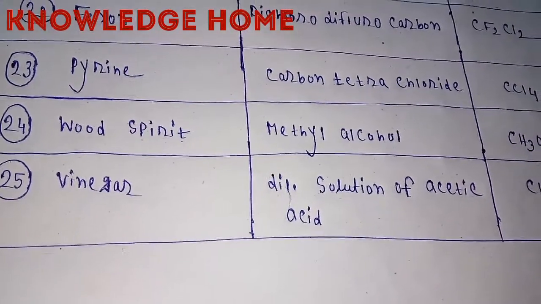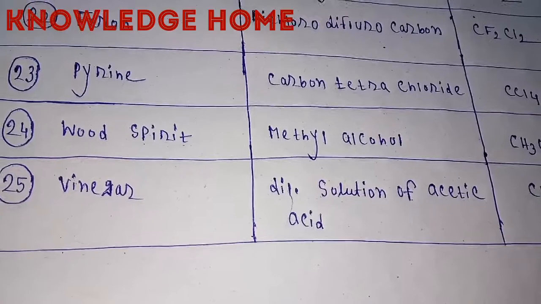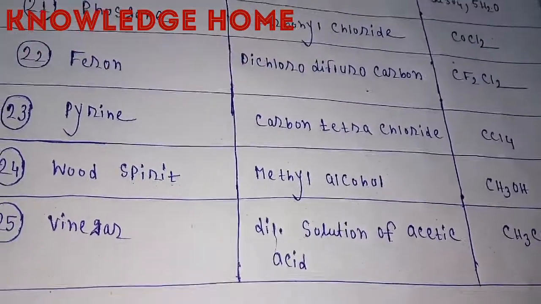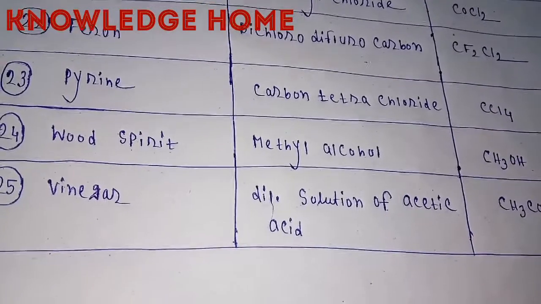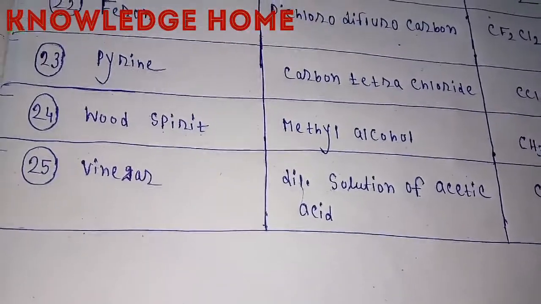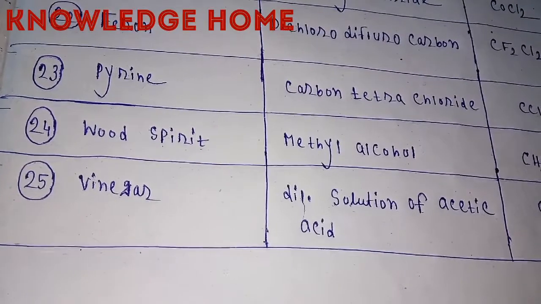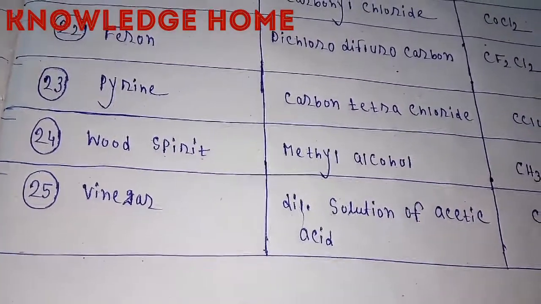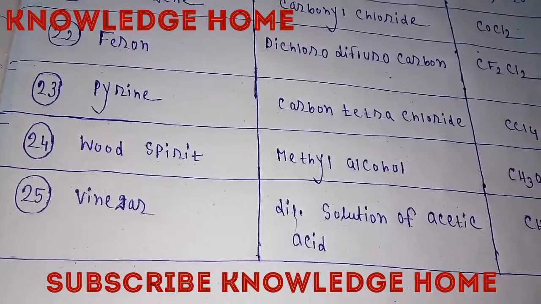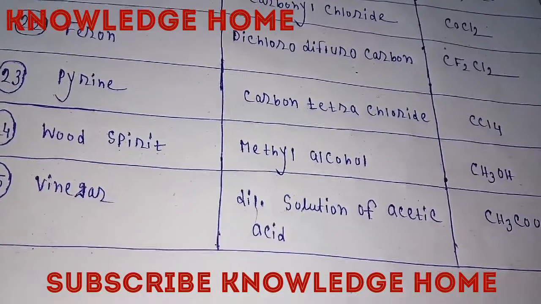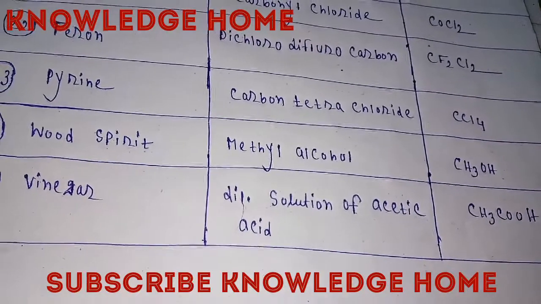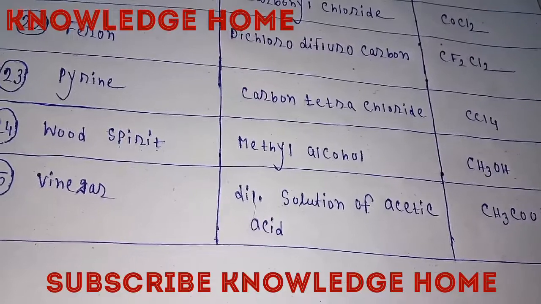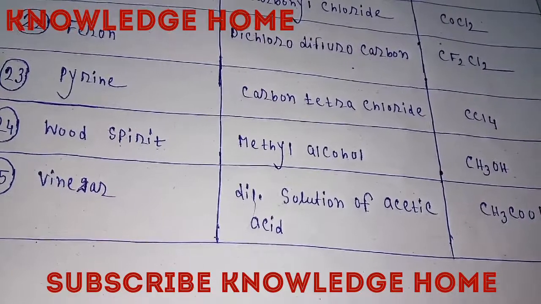Next one is wood spirit, whose chemical compound name is methyl alcohol, and the formula is CH3OH. And the last one is vinegar, and the chemical compound name is dilute solution of acetic acid, and whose chemical formula is CH3COOH.